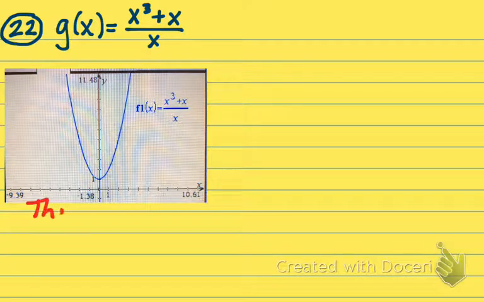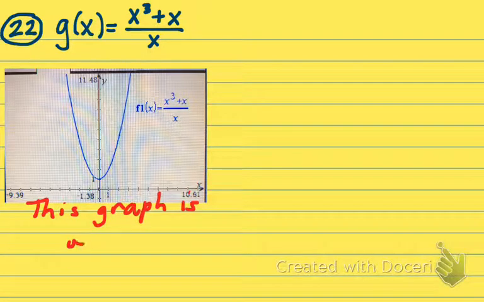Write in bold print, this graph is a liar. And put that in all caps. Now that's really important because that's kind of the point of this particular example.